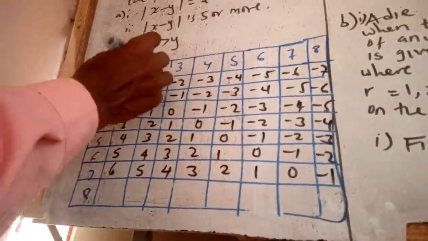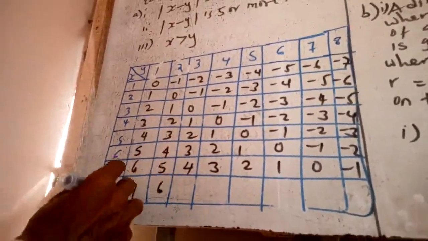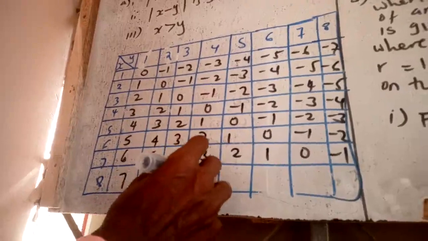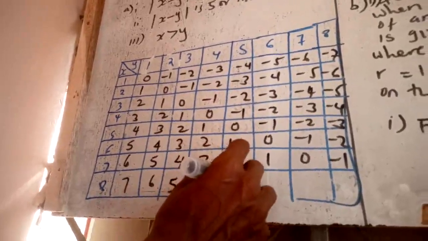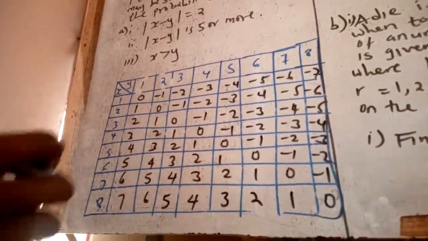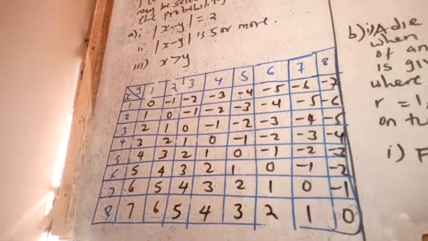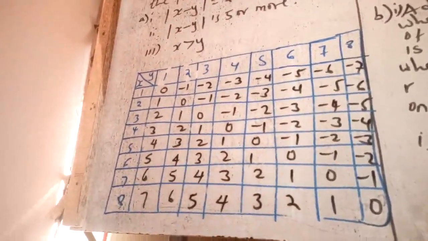Then 8 minus 1, you'll get a 7. 8 minus 2, you'll get a 6. 8 minus 3, you'll get a 5. You reduce in steps of 1 until you get to 0. And therefore, as far as this Punnett square is concerned, it's the one which will be helping me.